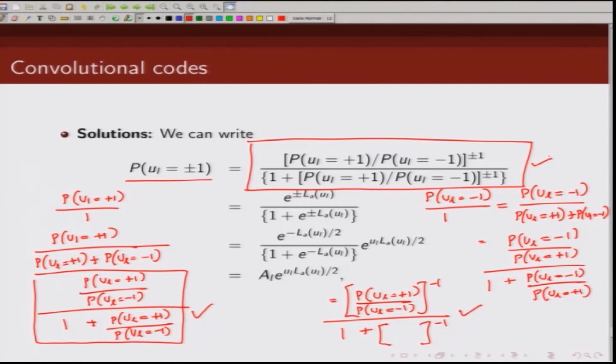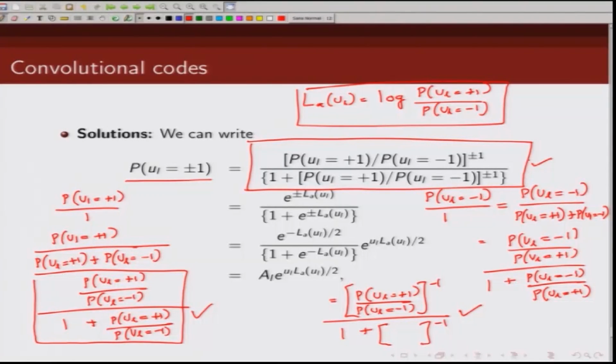Now, if I write this ratio of probabilities in terms of L values, what is the L value of UL? This is the log of the probability of UL being plus 1 by the probability of UL being minus 1. So, this can be written as e raised to power LA UL. If I plug this in the first line, what I get here is this term.